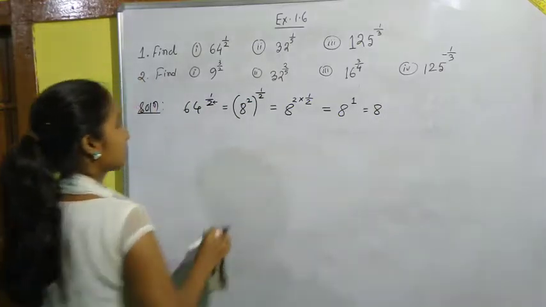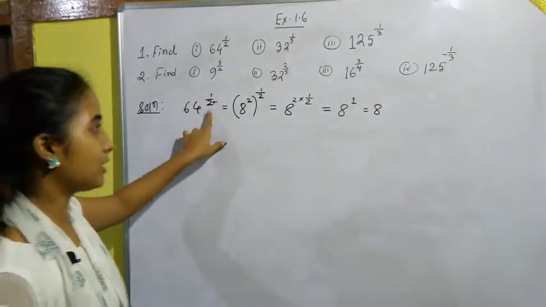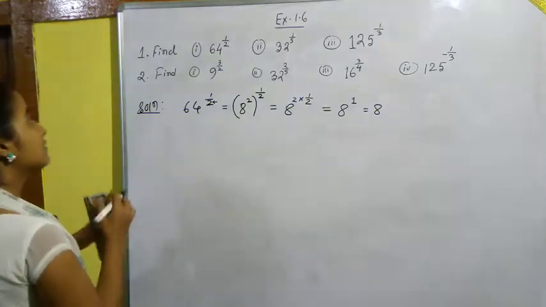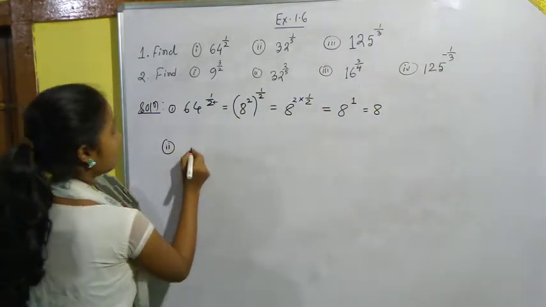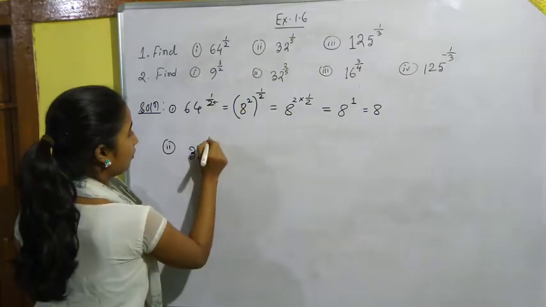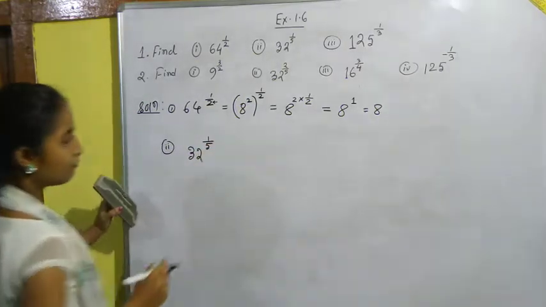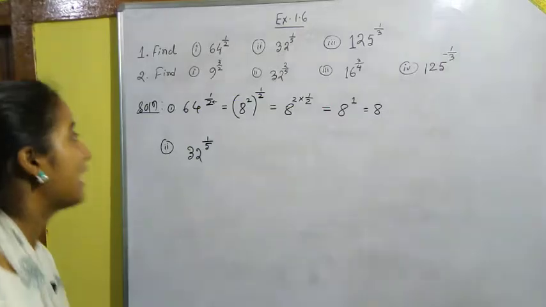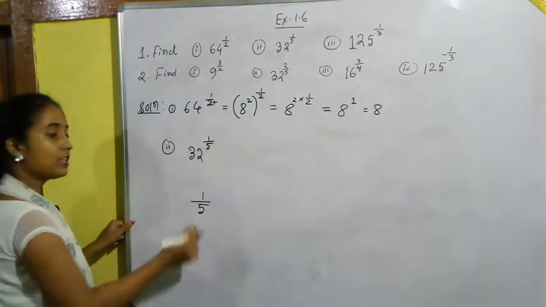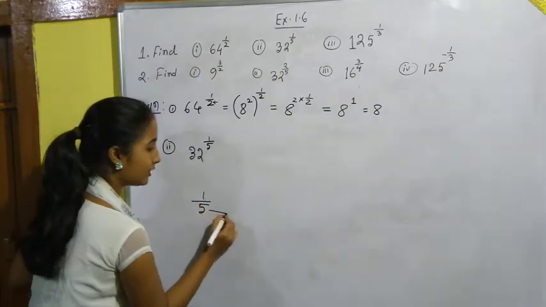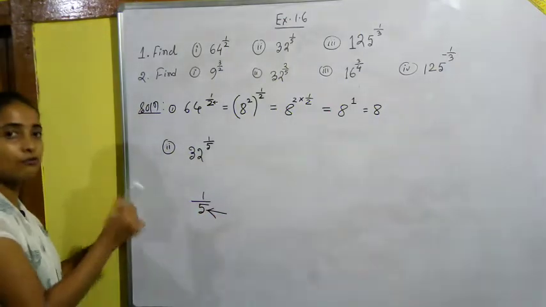That means 64 to the power half means 8. Similarly, see the second one: 32 to the power 1 by 5. Here the exponent is 1 by 5, and the denominator of the exponent is 5.